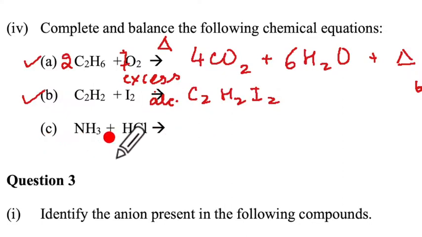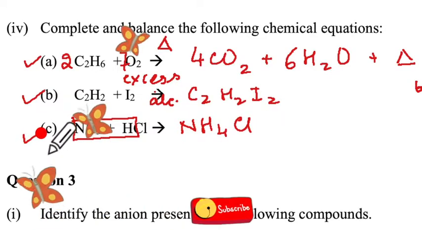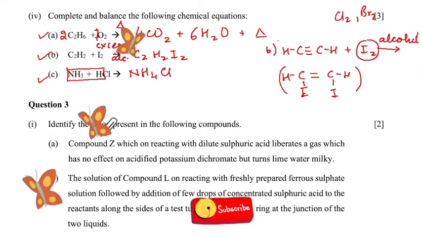Now NH3 plus HCl, remember this is a combination reaction here like this. So we have NH4Cl. This is our third reaction. So this was our question 2. Let us come to question 3.